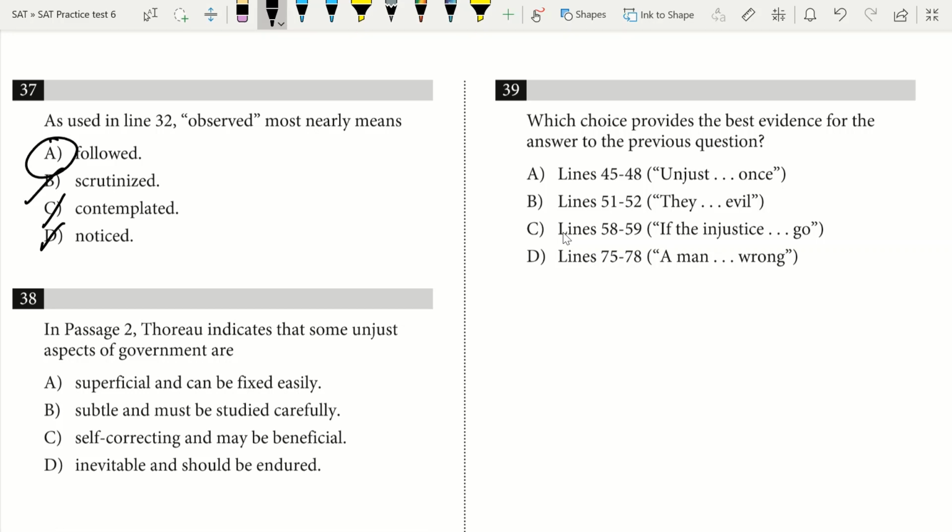If we didn't have followed, I'd look for something like practice. That could be something as well. But followed would be the best answer there, and we see we have that. So 37, our answer there is going to be A. All right, question 38. I see that it refers to passage 2, so now at this point I go back and I read passage 2.